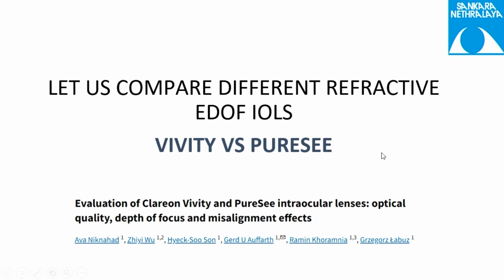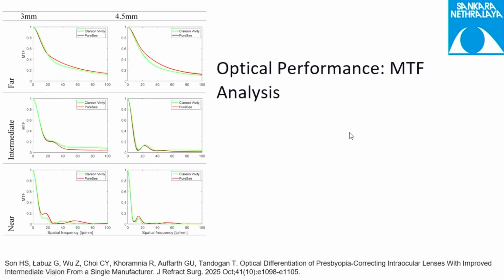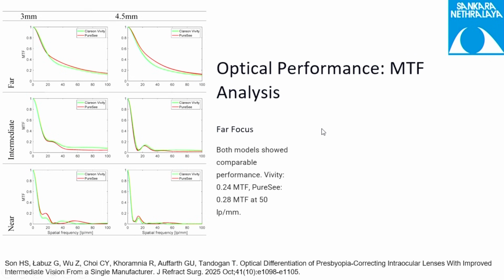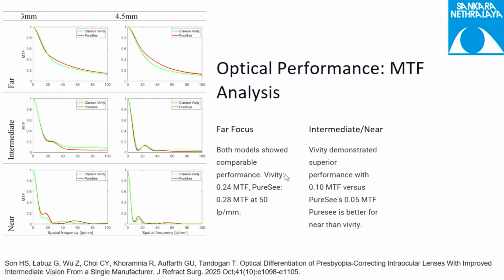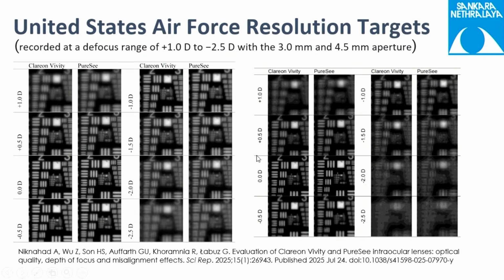So now let's compare the last study. Vivity and PureC are the two EDOFs which have come lately, and there is a study comparing the results of the two. This is the MTF analysis. What is standing out here is that both are equally good for far, but for intermediate, probably Vivity is better, and for near, probably PureC is better. That's what this study is saying. And increasing the pupillary aperture decreases the quality of both these lenses.